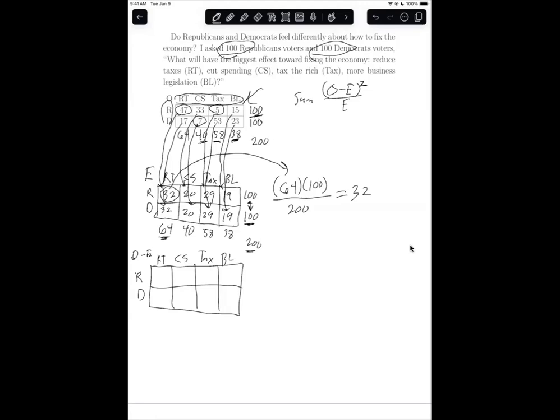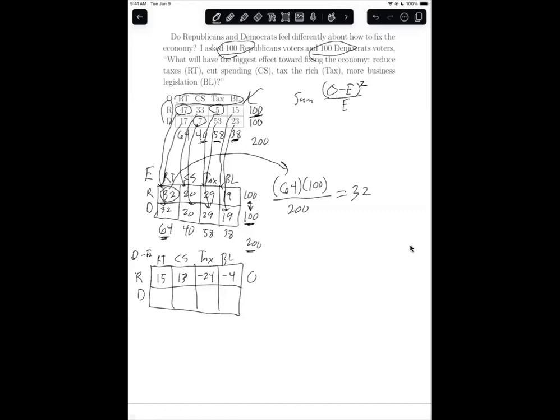And so 47 minus 32 is 15. 33 minus 20 is equal to 13. 5 minus 29 is equal to a negative 24. And 15 minus 19 is equal to a negative 4. Now notice if I take 15 plus 13 plus a negative 24 plus a negative 4, I get 0.